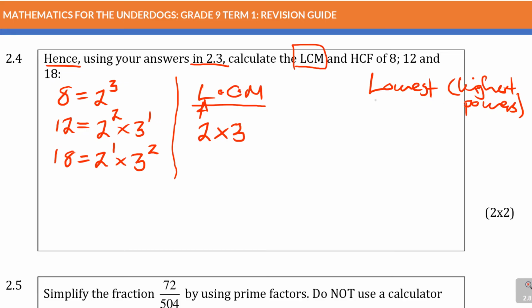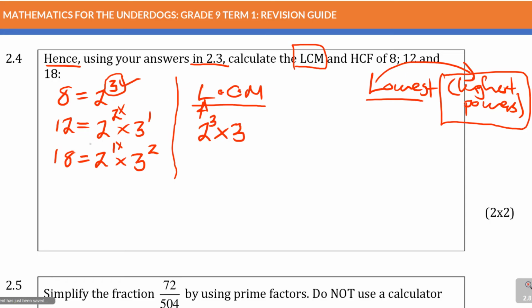Now lowest means identify the highest powers. So when you see the word lowest, you do the opposite. Go and look for the highest powers after doing the first step, whereby you identify all the numbers that are appearing. You see you have 2 and 3. The highest power, you say that is 2 to the power of 3. I've got 2 to the power of 1, 2 to the power of 2, but these are not the highest. But 2 to the power of 3 is the highest. I write that one. Again, coming to 3, 3 to the power of 1, no, 3 to the power of 2 is the highest. Then the answer becomes that.